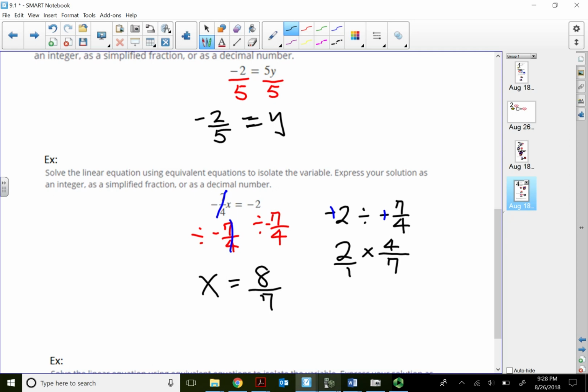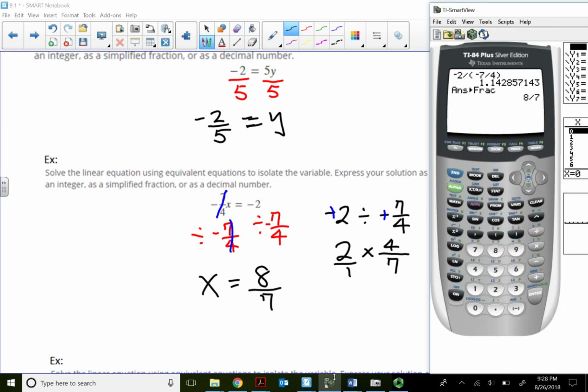Alright, if you want to do this in the calculator, let me show you. Remember, negative 2 was there already, so we type in negative 2 divided by open parenthesis. Always try to enter a fraction in parentheses, just in case. In case of what, you might ask? In case of not violating order of operations.